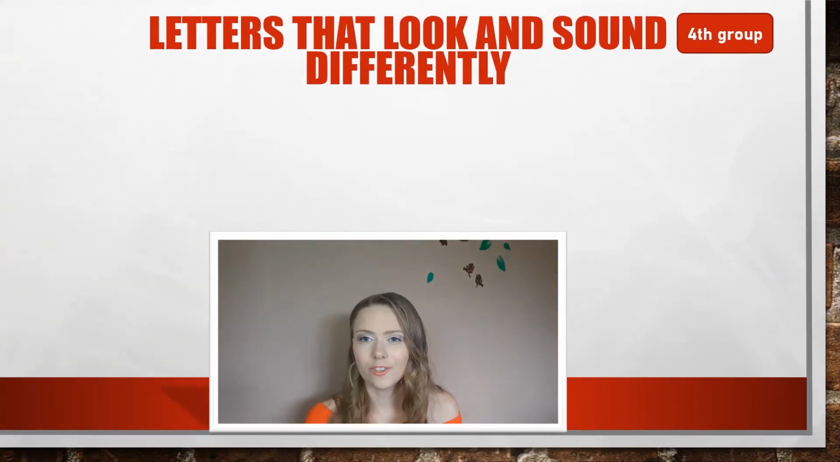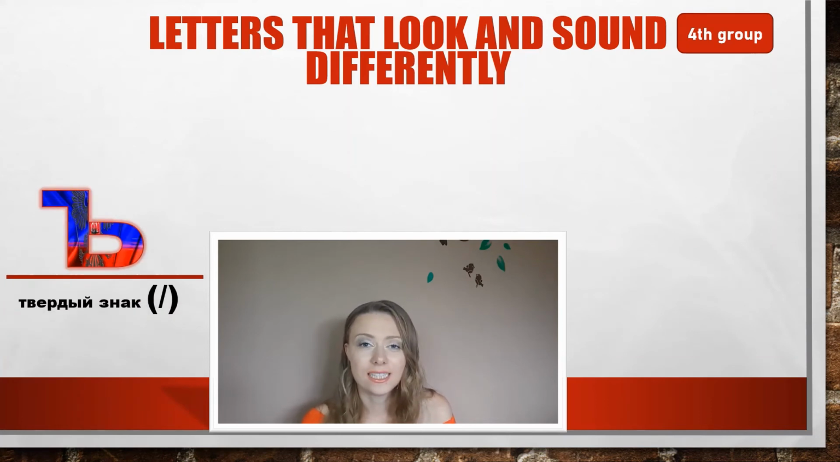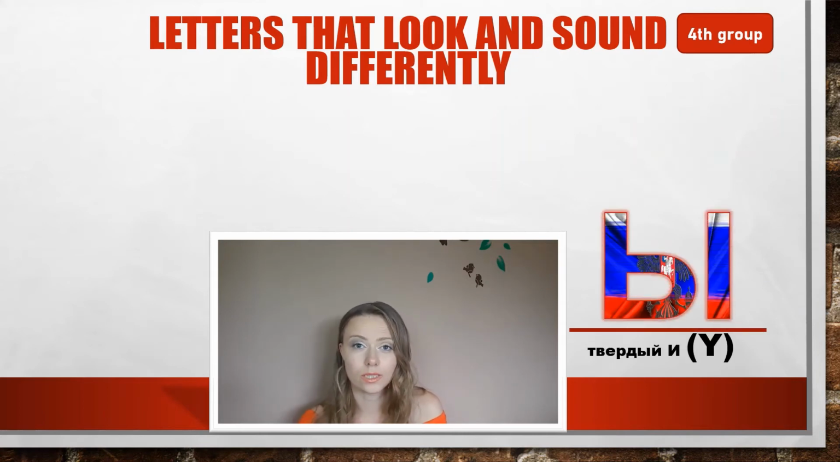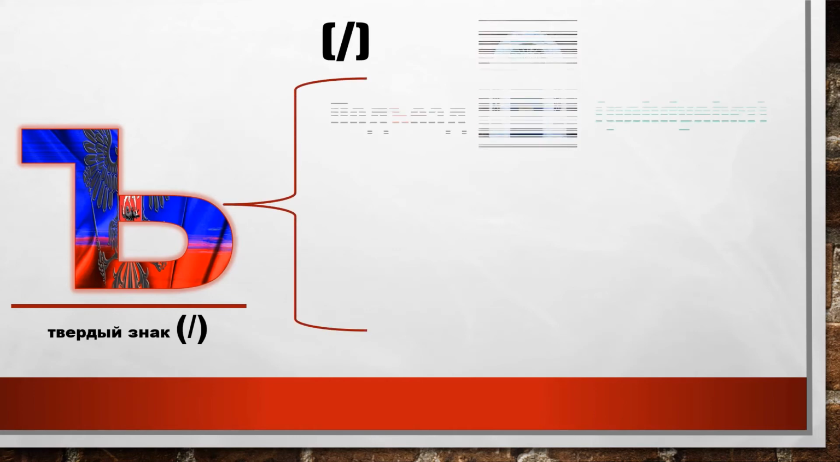And the last group that we're going to have a look at is the fourth group of letters. There are just 3 letters that actually look differently and sound differently. Well, most of them don't even have a sound. So the first one is the hard sign, which doesn't have a sound, but it's very important in terms of how you pronounce the letters written next to it. The second letter is the soft sign. A soft sign has a function of making the consonant written next to it a softer sound. And the last one is the hard Ы, a hard E sound, very particular to the Russian language. The hard sign doesn't have a sound on its own, but it's a very important sign in terms of how to pronounce the other letters written next to it.